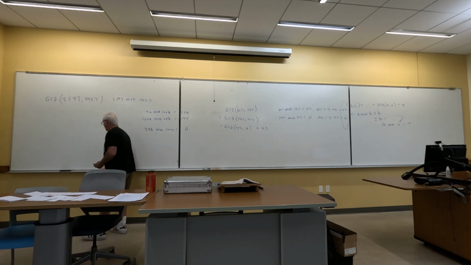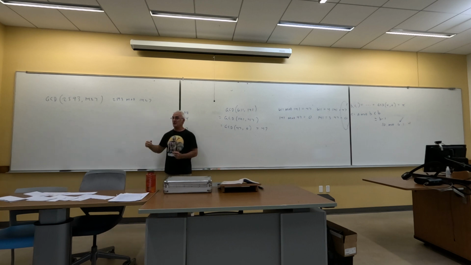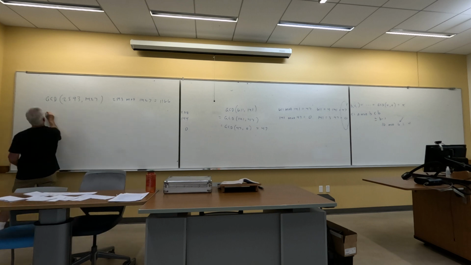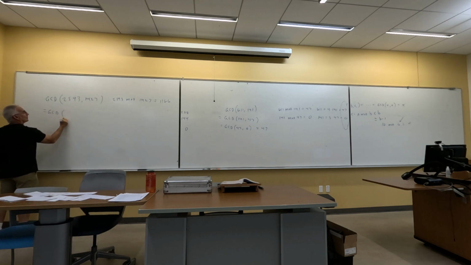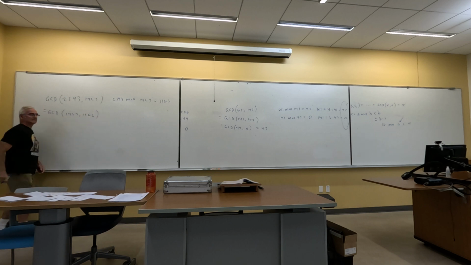Sometimes it's really easy to see. I can see that that's bigger than half. Therefore, this is going to be 1. The div is 1 with the remainder of what? What's my remainder? 1166? Okay. So then this is equal to the GCD of 1427 and 1166. That's it.